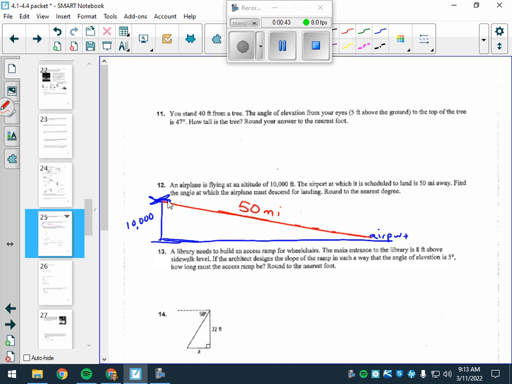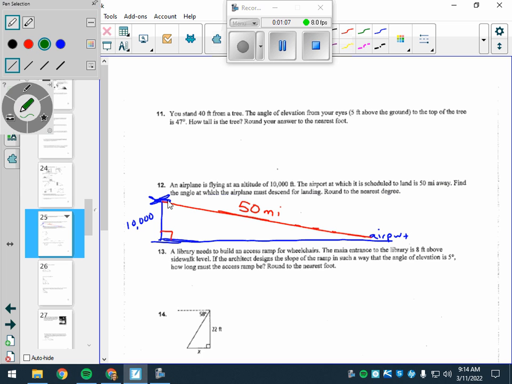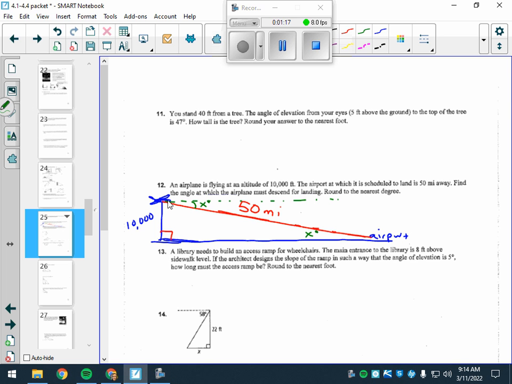Did you put the 50 down here? If the airport is 50 miles from the airplane, then it's actually the hypotenuse that's the 50. Okay, so it says, what is the angle at which the airplane must descend? So this is similar to the one we did in class the other day. It's flying straight like this. We're looking for this angle. What does it need to descend at? Which is also this angle because of alternate interior angles, right?